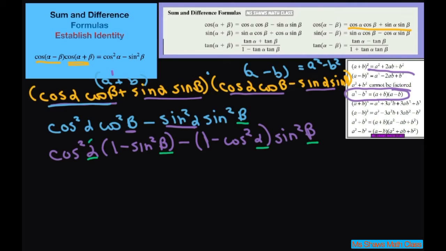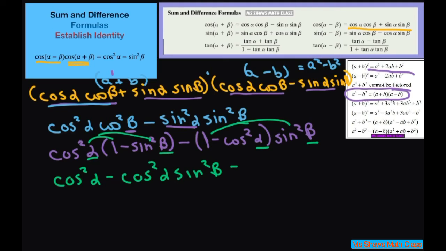If you distribute this, you're going to get cosine squared alpha minus cosine squared alpha sine squared beta. And then for this piece, you get minus sine squared beta plus cosine squared alpha sine squared beta, because two negatives make a positive. Now that we did that, let's simplify.